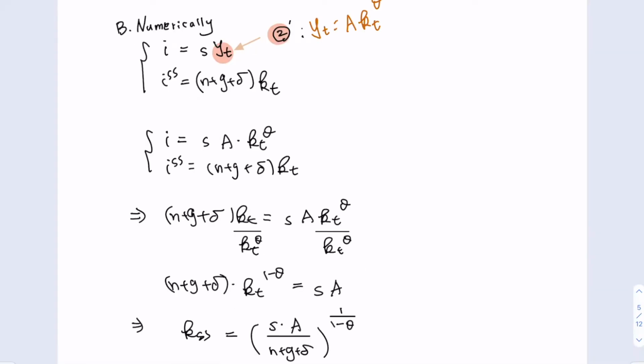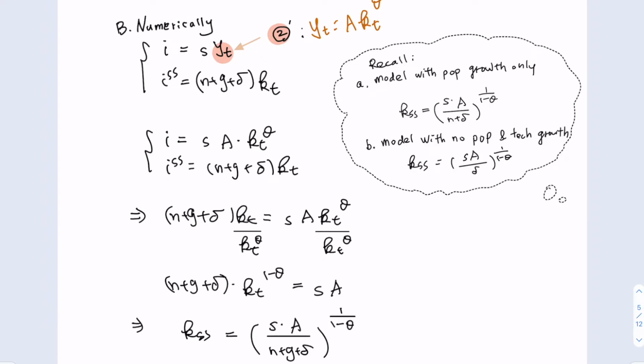the whole thing to the power of 1 over 1 minus θ. If you may recall from what we learned before, we said that for the model with population growth only, we are going to have the K steady state equal (sA over (n + δ)), the whole thing to the power of 1 over 1 minus θ. If the model is with no population growth and technological growth, then the K steady state equals (sA divided by δ), the whole thing to the power of 1 over 1 minus θ.